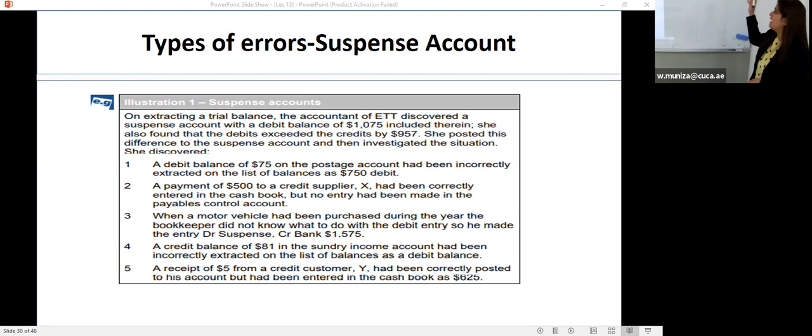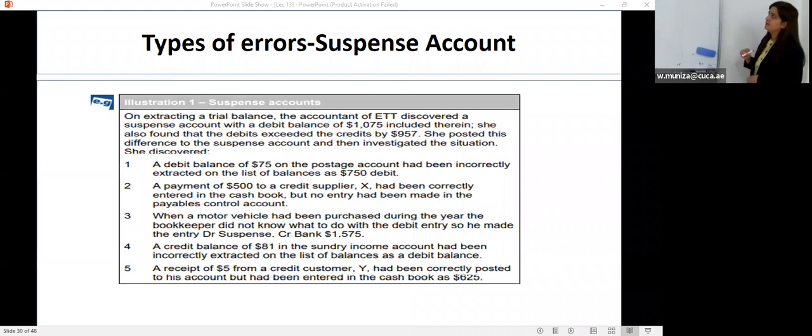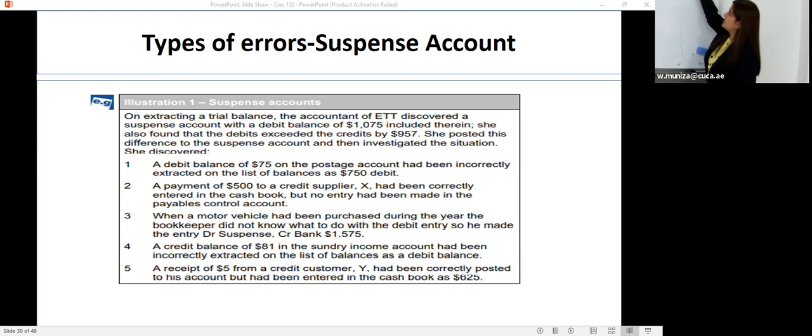It was wrongly made 750 debit. In order to correct it, we have to credit it. We are going to reverse it. We are going to credit postage account with an amount of how much? What is the difference, students? 675. And obviously on debit, what we are going to do? We are going to debit suspense account with an amount of 675.